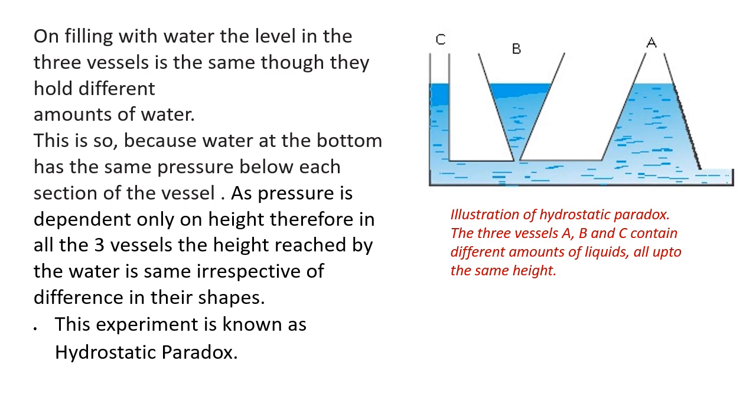On filling with water, the level in the three vessels is the same, though they hold different amounts of water, because water at the bottom has the same pressure below each section of the vessel, and the pressure is dependent only on the height. Therefore, in all the three vessels, the height reached by the water is the same, irrespective of their difference in shapes. And this experiment is known as hydrostatic paradox.